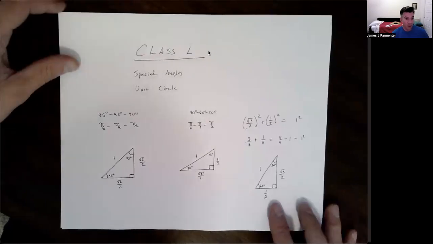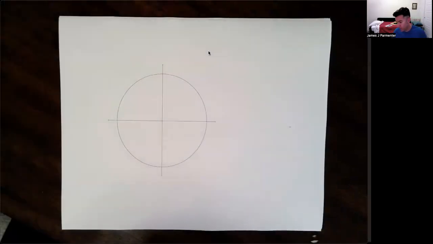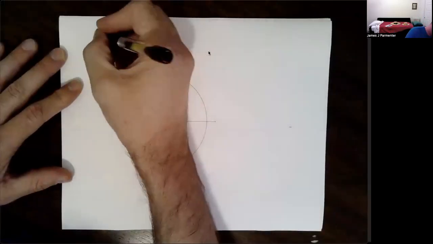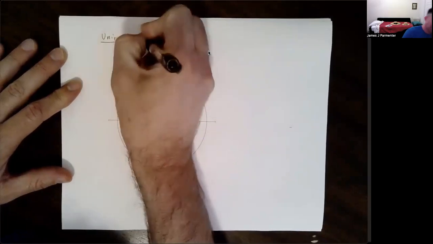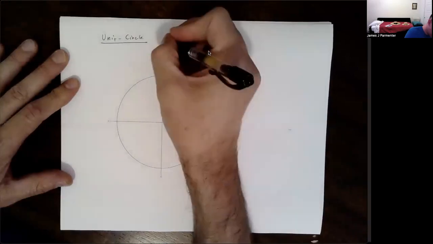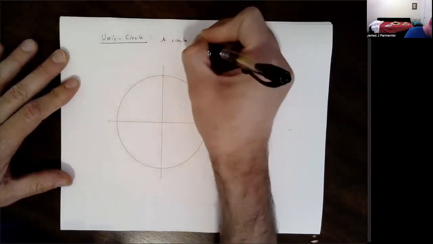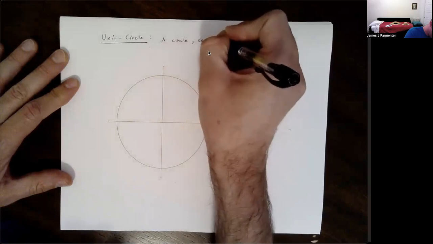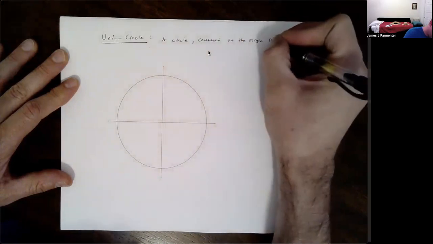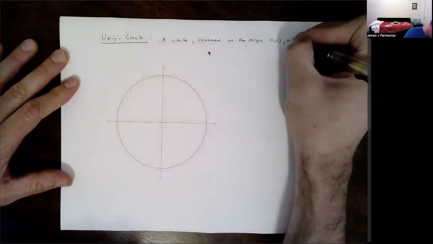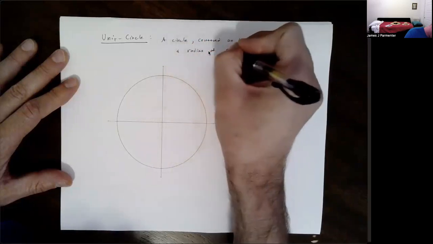So when we say unit circle, what do we mean? Well, what we mean is a circle whose radius is 1. So it's a circle. It is centered at the origin, 0, 0, with a radius of r equal to 1.